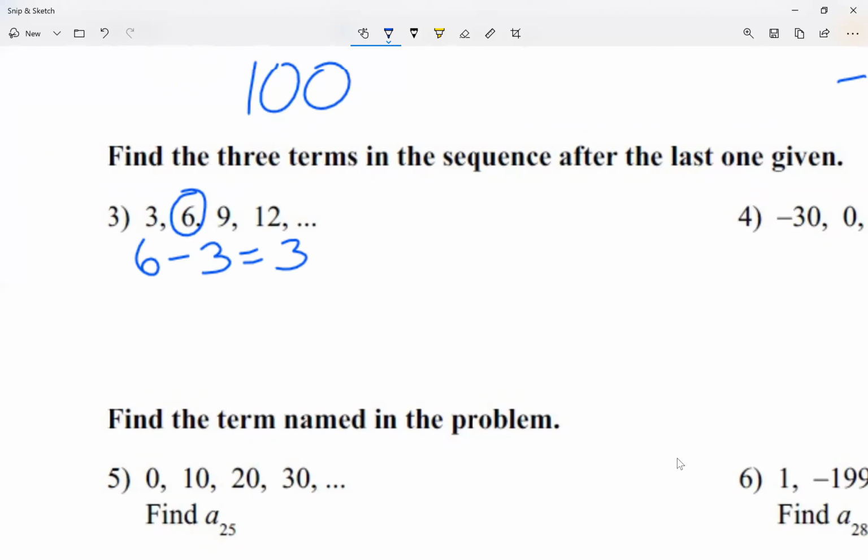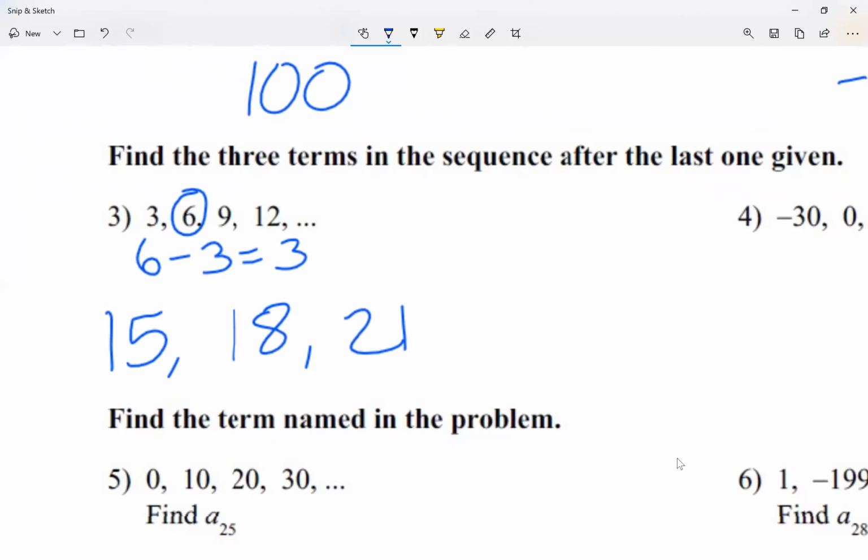I double check, I quickly take a look. 3 plus 3 is 6, plus 3 is 9, plus 3 is 12. So I do keep on adding 3 each time. So now the last number in my list is 12. 12 plus 3 is 15. So my next number will be 15, comma. 15 plus 3 will be 18, and then 21.